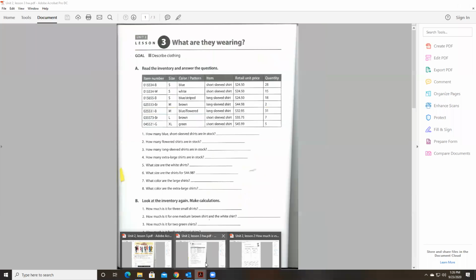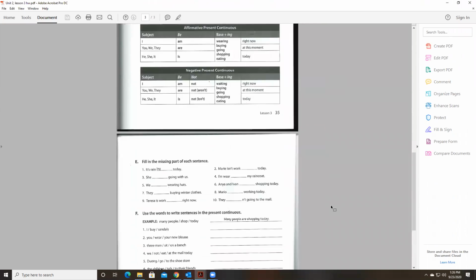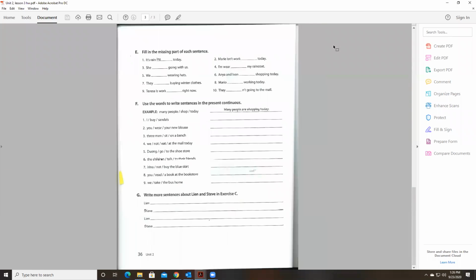Your homework is pages 34, 35, and 36 in your workbook. If you have any questions over the how much is and the how much are activities, or any questions over the lesson or the homework, please let me know. Otherwise, I will see you when we do lesson 4. Thank you.